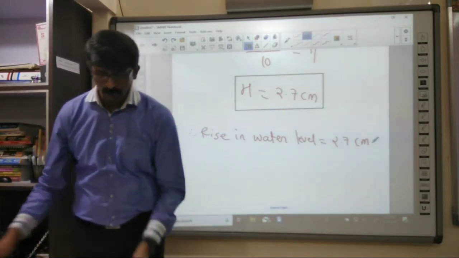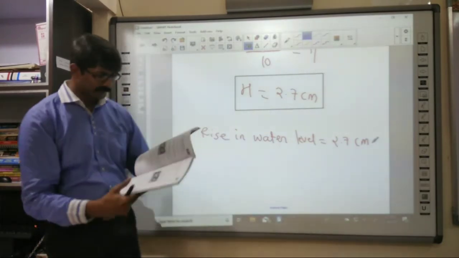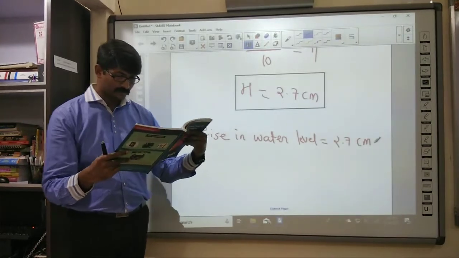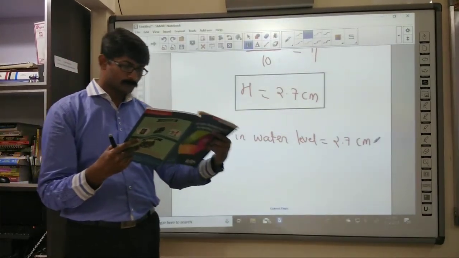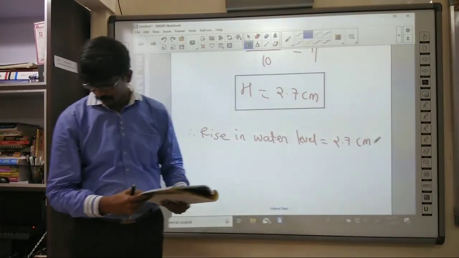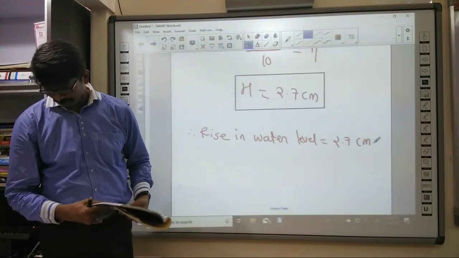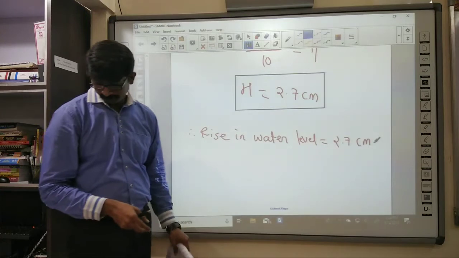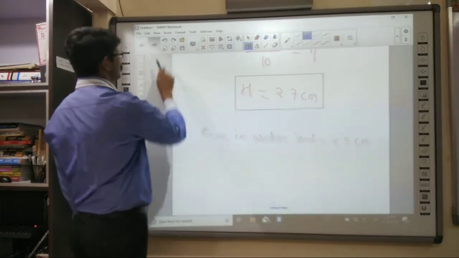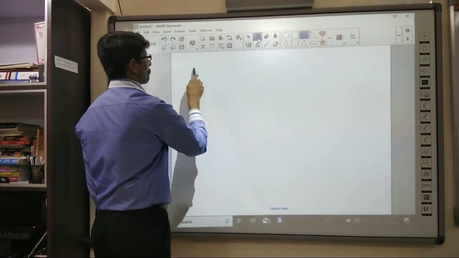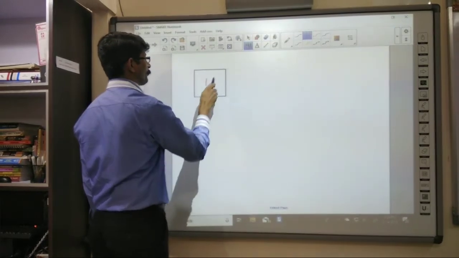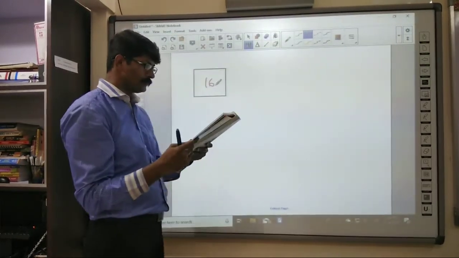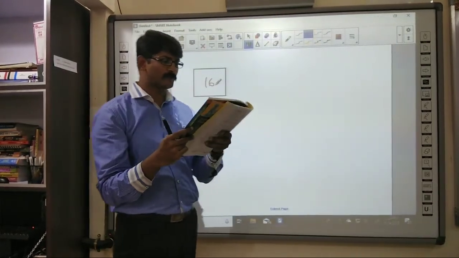So anyway, we'll do the last sum of the day and then we will wind up. The last sum would be sum number 16 of our worksheet. So what is this sum number 16? A solid sphere of radius 3 centimeters is to be melted.